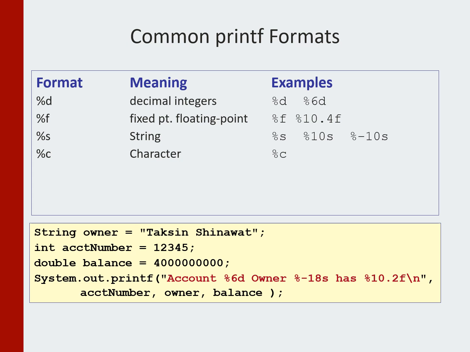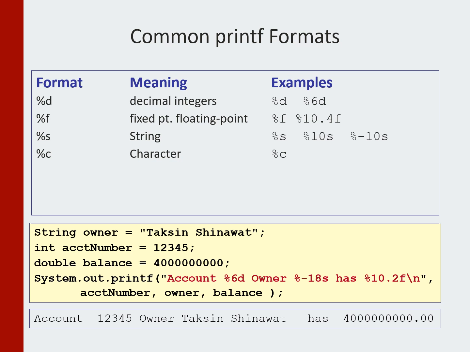Let's look at an example. Let's say I have a string owner, and this person's name is Taksin Shinawat. Their int account number is 1, 2, 3, 4, 5, and their balance is, how many zeros is that? 1, 2, 3, 4, 5, 6, 7, 8, 9. So I guess 4 billion. And you can do a System.out.printf to say, let's have the account, which is 6 wide, of the int, the owner, specify what their name should look like, and then how you want their balance to be written out. And so you should see something like this, to get that formatting the way that you want it to.